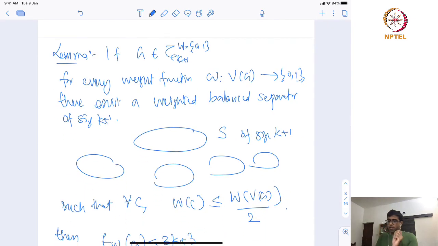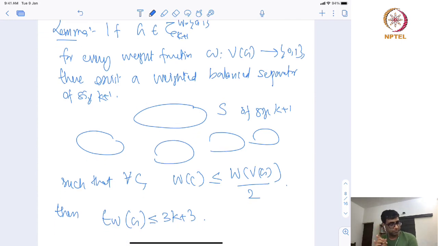It says that, look, I have a graph G such that, what is the property of this graph? That if you give me any 0, 1 weight function, then I will be able to find a weighted balanced separator of size k plus 1. Then what can you say? Then I say, hey, if that is the case, then I will be able to show to you that the tree width of this graph is at most 3k plus 3.